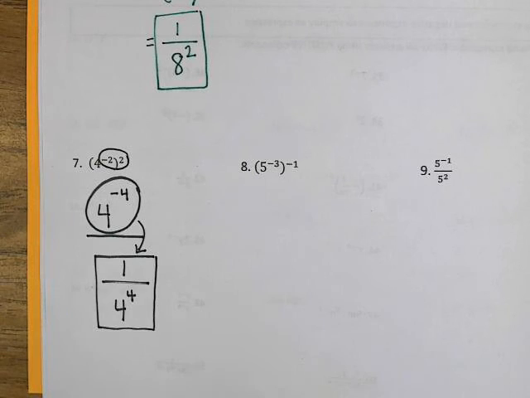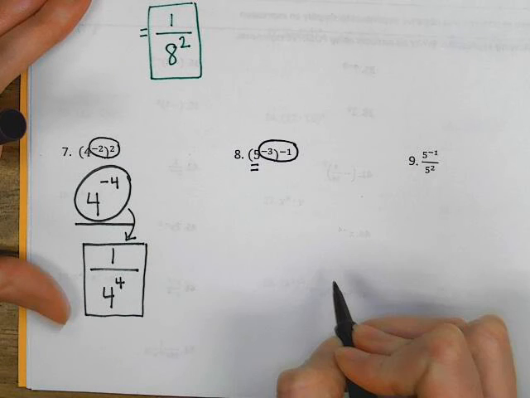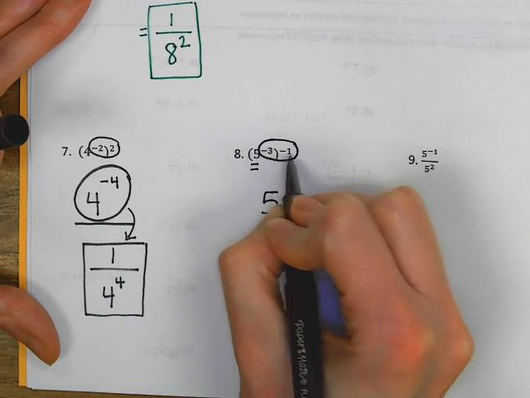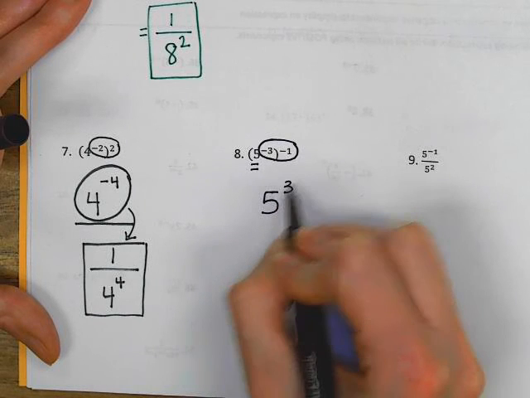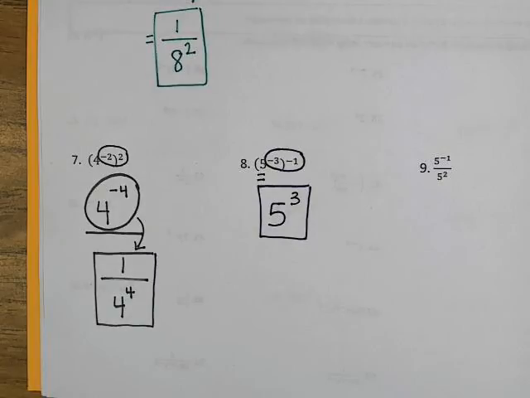Number 8, same rule. If you have a base with a power to a power, you multiply. So the base stays 5, but power to a power, multiply, you get 5 to the 3rd. And there's nothing else to do there.